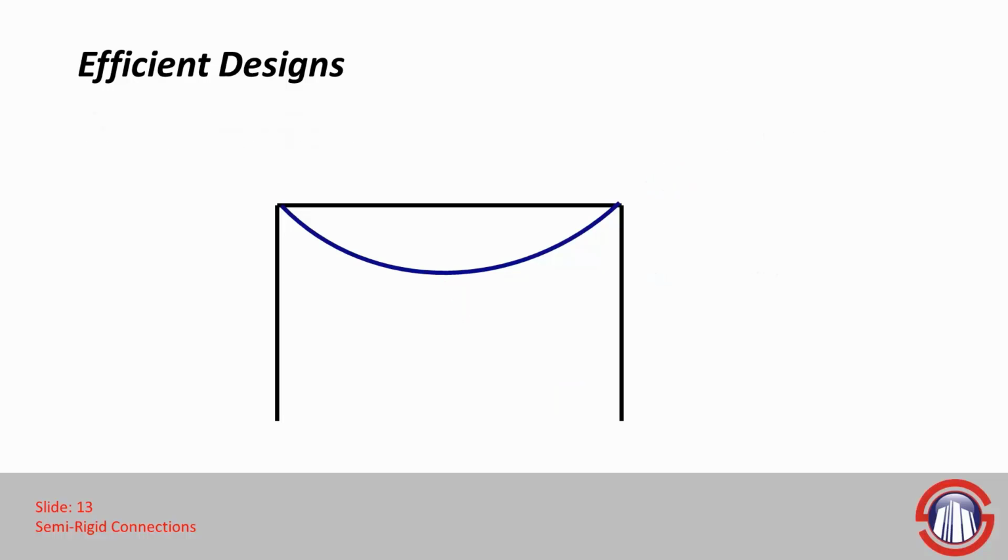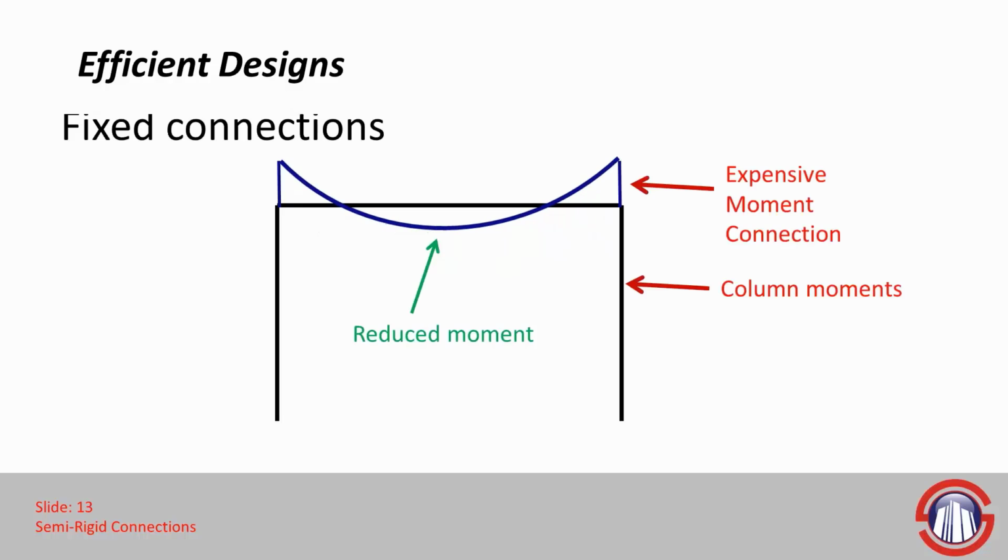Now, if we instead had a fixed or rigid connection at the beam-column interface, this allows us to reduce the beam moment, but it also does induce some moments elsewhere. So you can see that we get some negative moments where the beam and the column meet, and we also get some moments in our column. And one of the drawbacks of this is that it can increase the construction costs. So this is using fully fixed connections, or fully rigid.